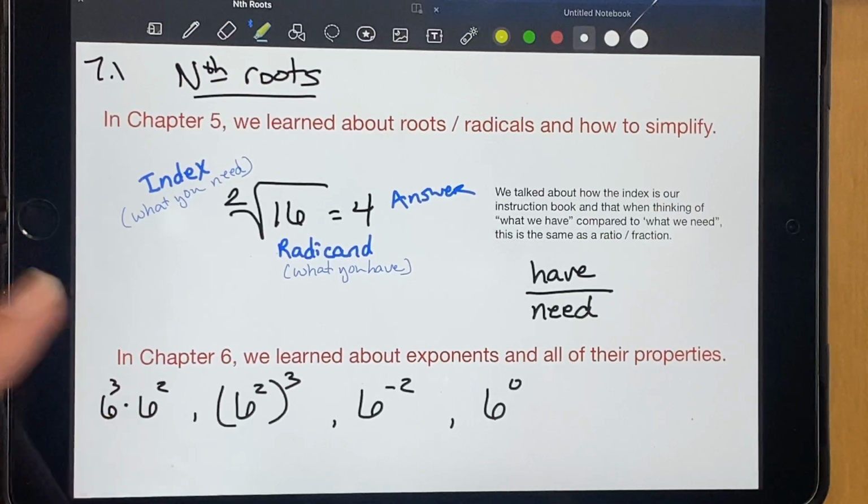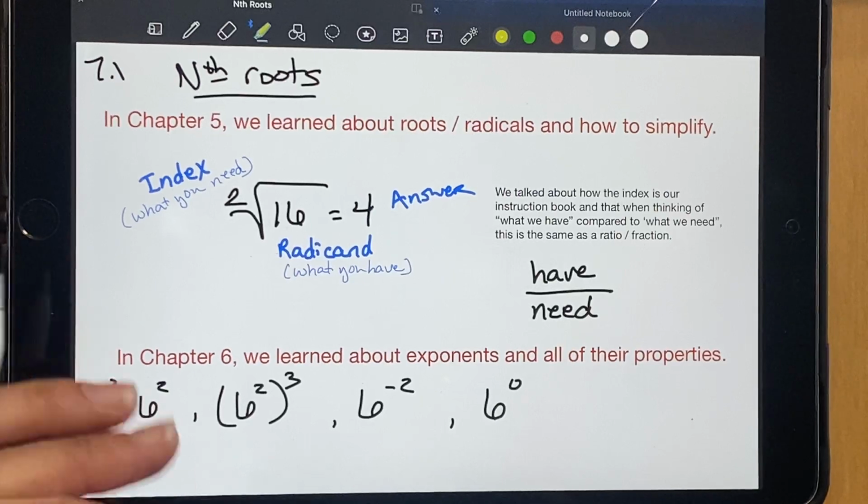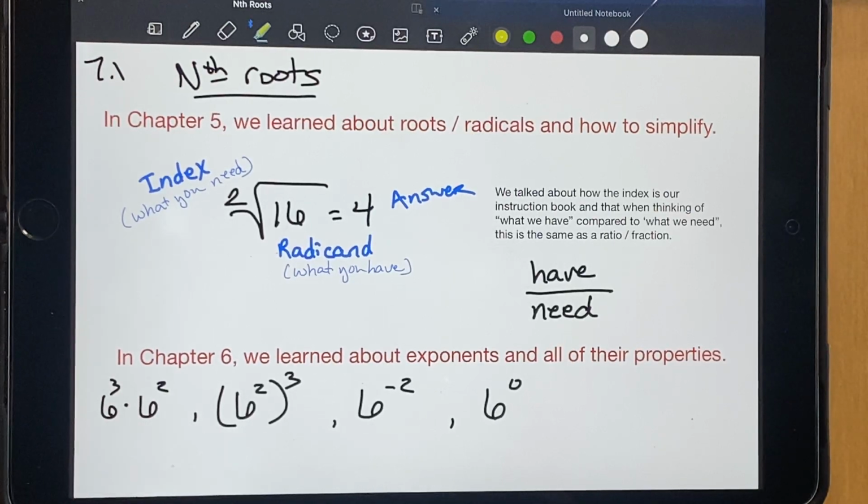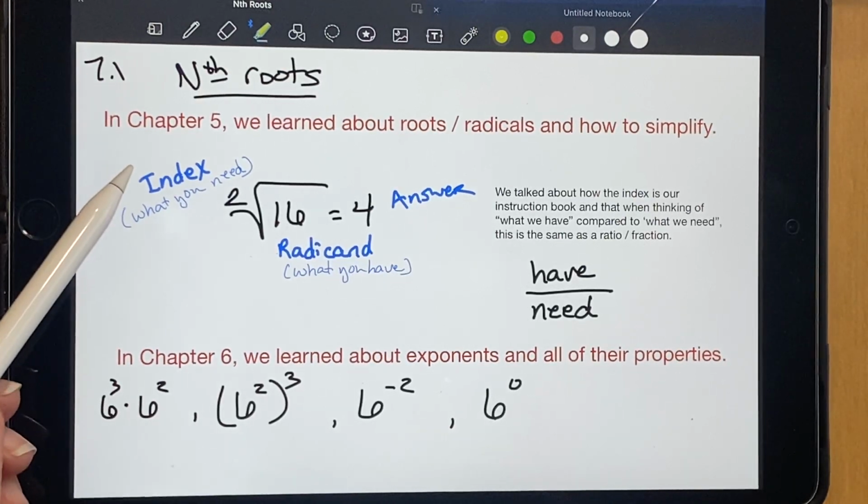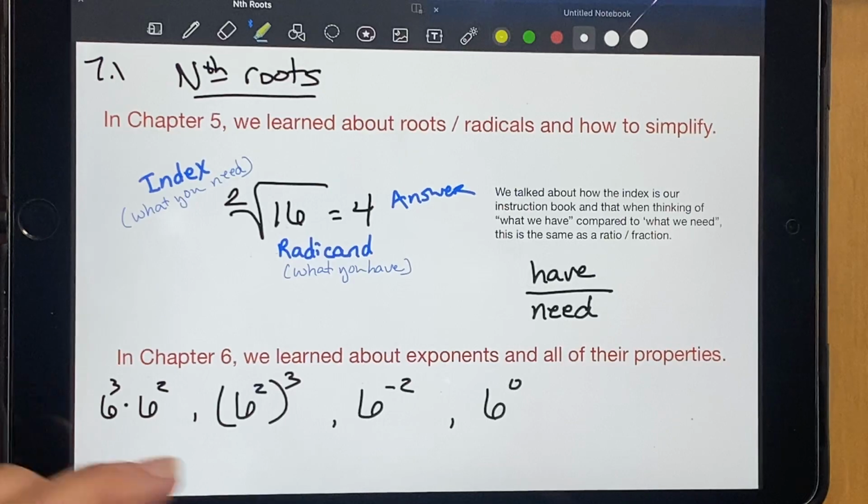So as we're getting more complicated equations and problems, these are more tools in our tool belt that we are going to get to use. So where does this fit in the big scheme of things? Well, in chapter 5, we were learning just about roots and radicals.